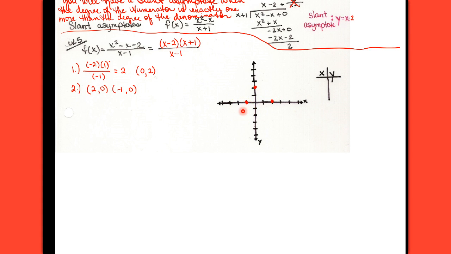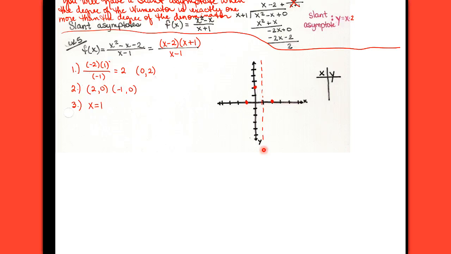All right, then asymptotes. How do we find vertical asymptotes? Denominator equal to 0, right. So that'll give me x equals 1. So let's go ahead and plot that vertical asymptote at x equals 1.